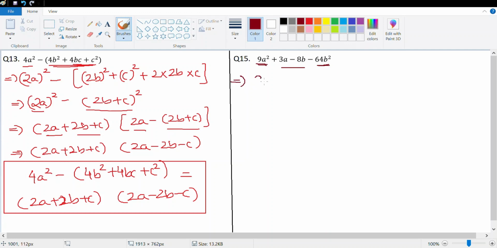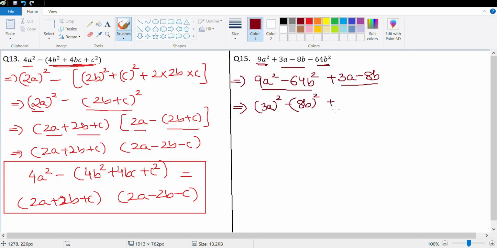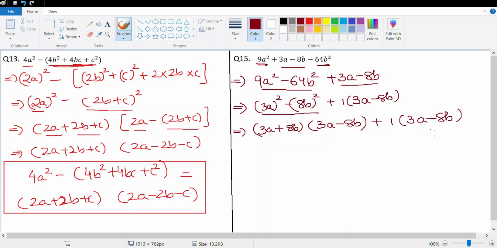So let's group them the way I have underlined now, which means 9a square minus 64b square plus 3a minus 8b. Let's group it like this. So what we have is 3a the whole square minus 8b the whole square plus 1 times 3a minus 8b. This can be written as 3a plus 8b multiplied with 3a minus 8b. And the second term is 1 times 3a minus 8b. Now we have 3a minus 8b common between these two terms.